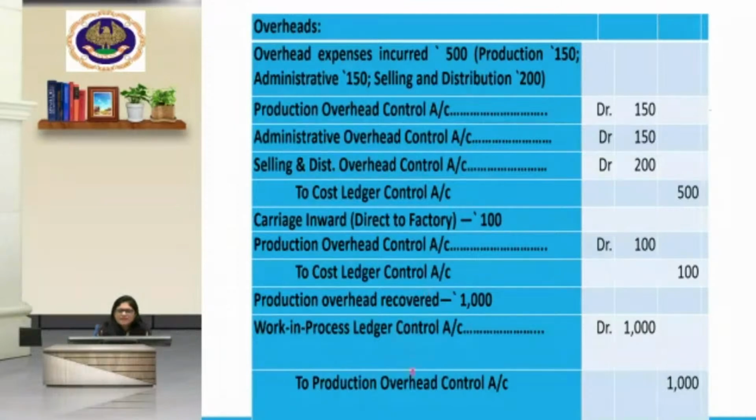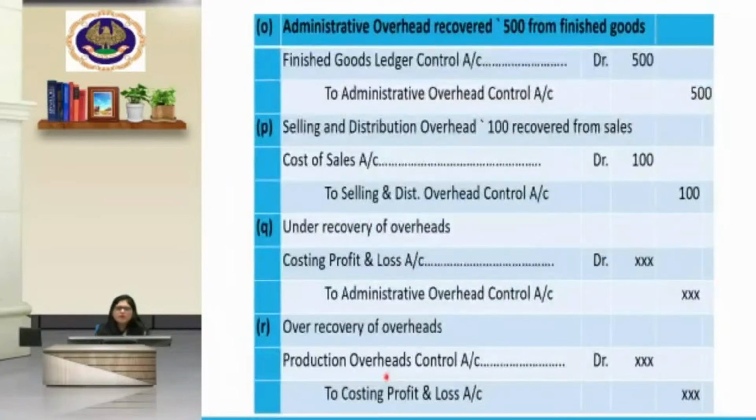So we are starting the absorption of overheads. Overheads are always absorbed, and direct expenses or direct cost is always allocated. Production overhead is absorbed or recovered on the WIP, so WIP debit to production overhead control account. Admin overhead is always recovered to finished goods ledger, so finished goods ledger control account to admin. Selling and distribution are absorbed to cost of sales.